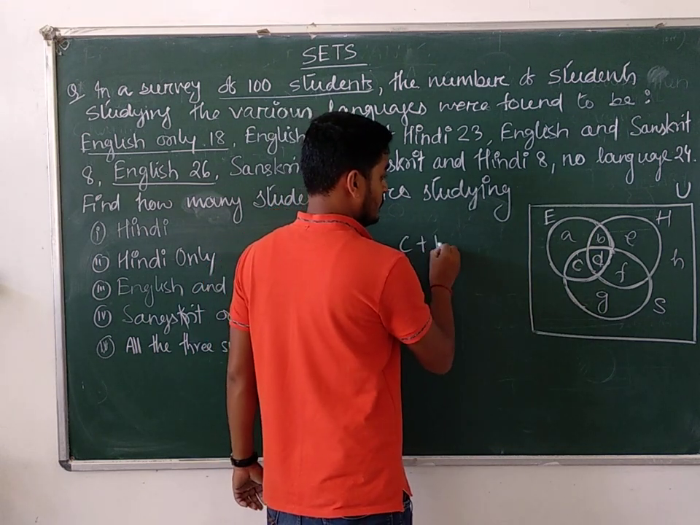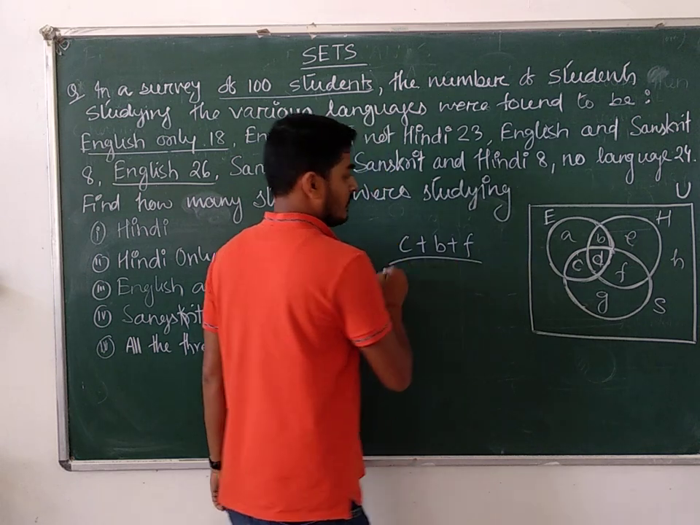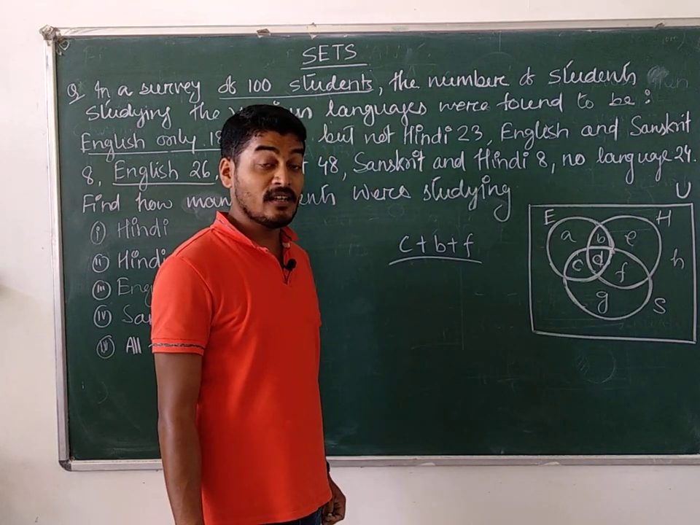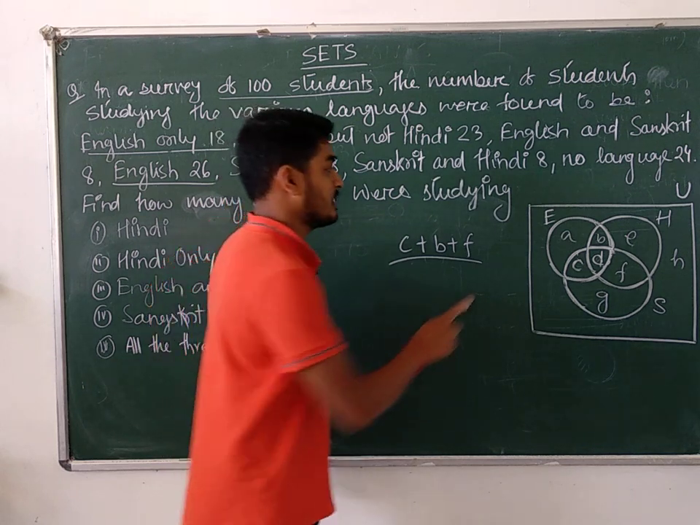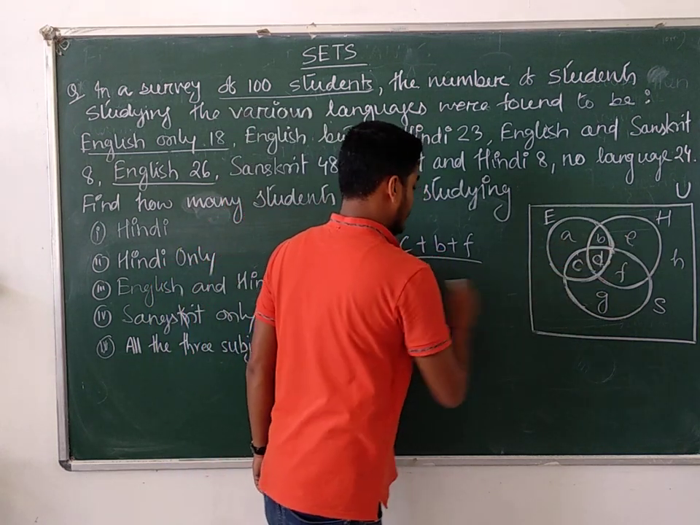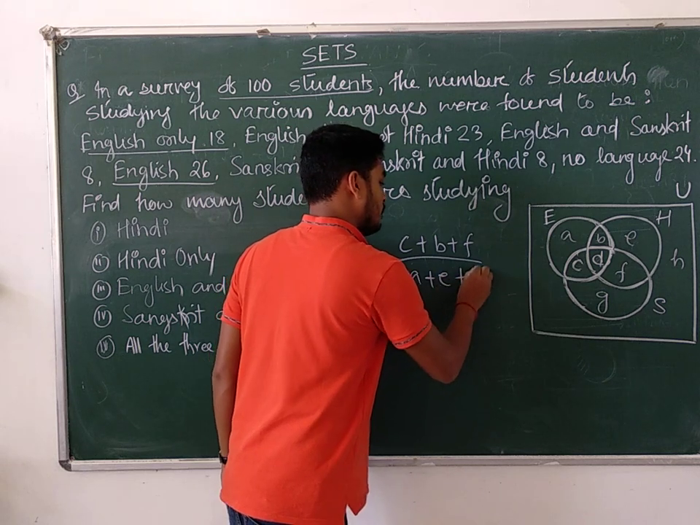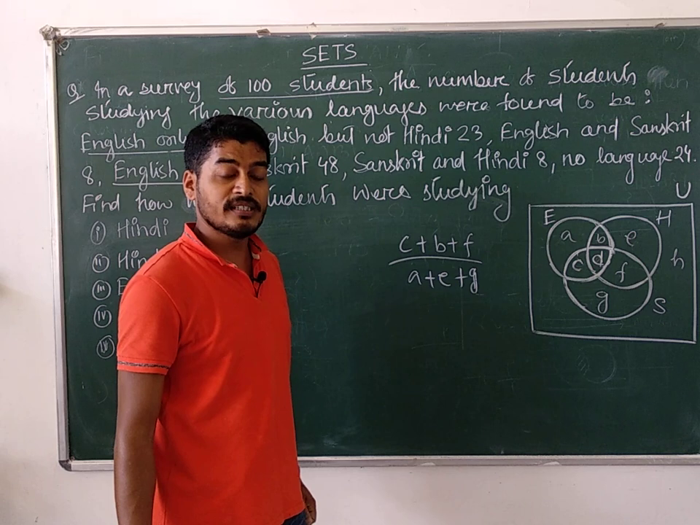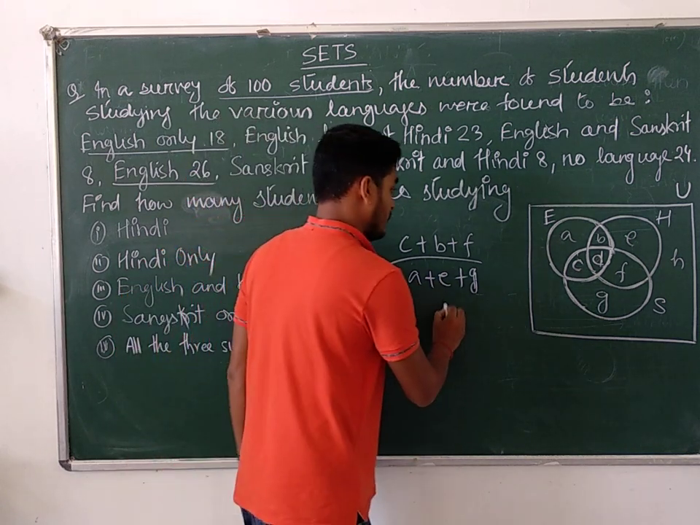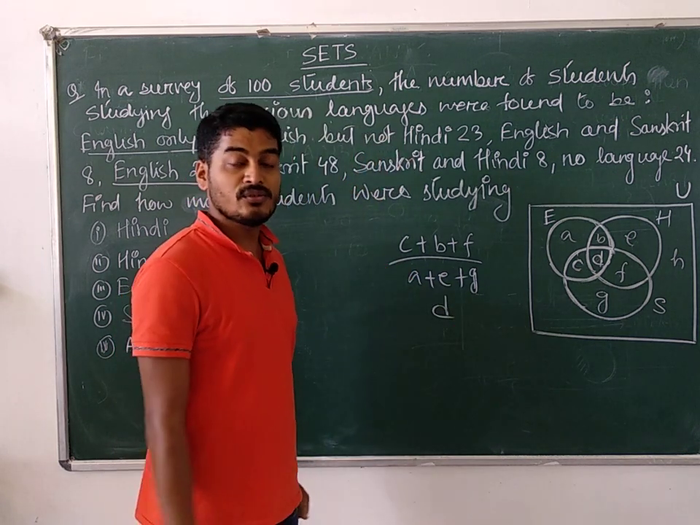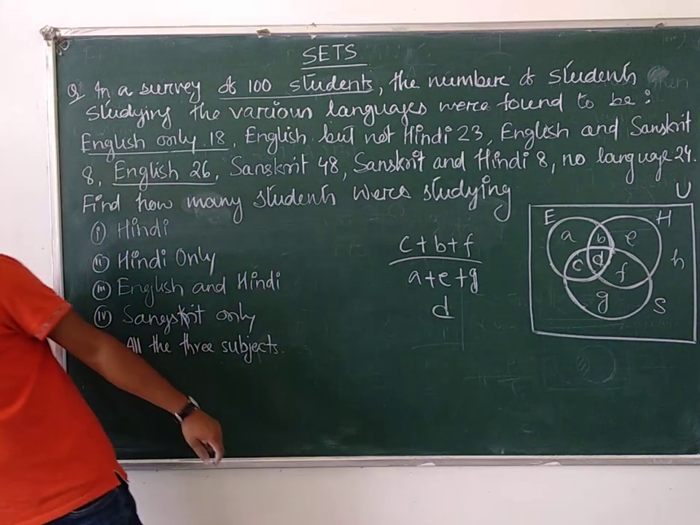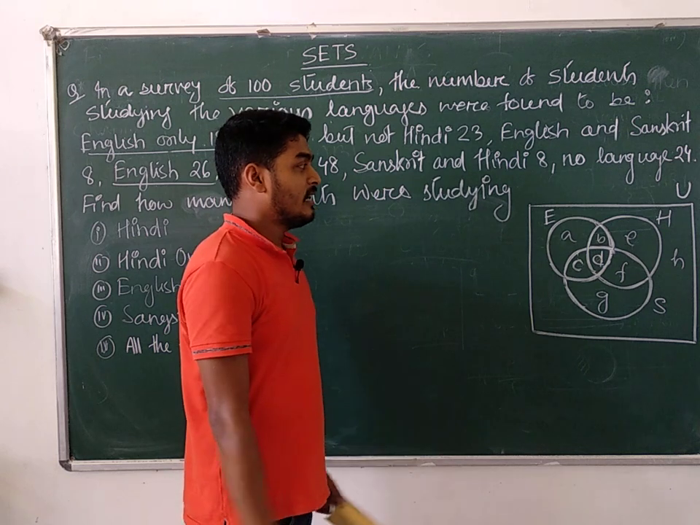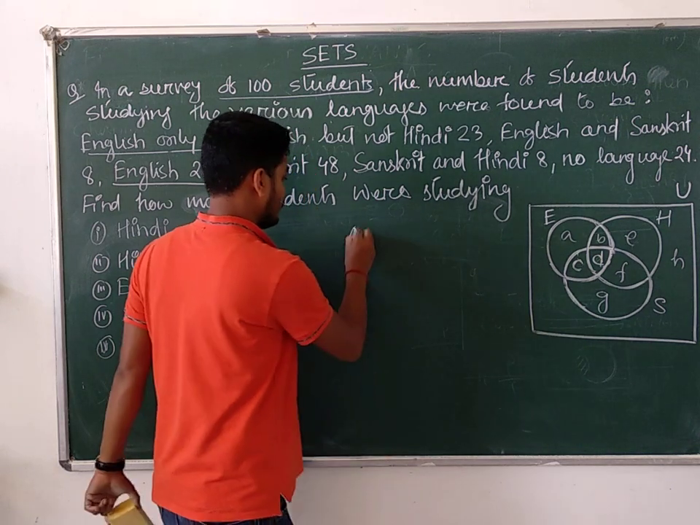C plus B plus F. So how many students are here out of 100 students who read exactly only one subject? Only one subject. A, E, Z. A plus E plus Z. How many students are here who read exactly three subjects? This is nothing but the D. In this way, we have to find out the corresponding value. So, model question: how many students are here who read at least two subjects?